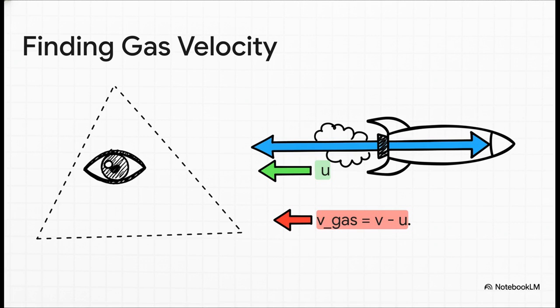Well, the problem tells us the gas is ejected with velocity u relative to the rocket. But we're not on the rocket. We are a stationary observer on the ground, so we need its velocity relative to us. Think about it. If the rocket is already moving forward at v, and it shoots gas backward at u relative to itself, then from our perspective on the ground, that gas is moving at a velocity of v minus u.